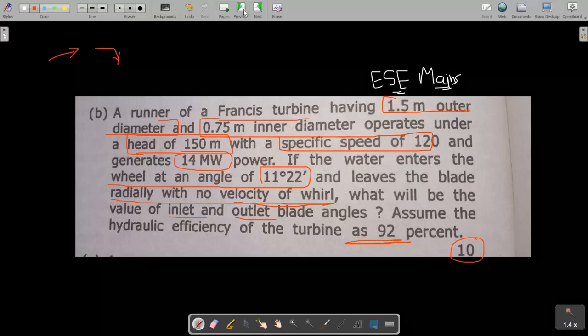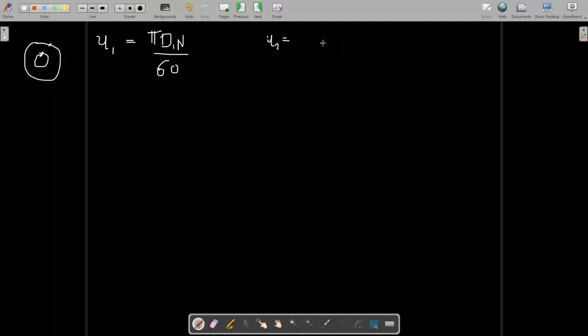So first of all, I am giving a notation. Here, this is not a Pelton turbine, so there will be peripheral velocities. There will be two peripheral velocities, u1 and u2. Okay, u1 is the peripheral velocity at the inlet, that means at the outer diameter. Like this, this is the inner diameter and this is the outer diameter. So this is given by pi D1 N by 60, and at outlet, that means inner diameter, pi D2 N by 60.